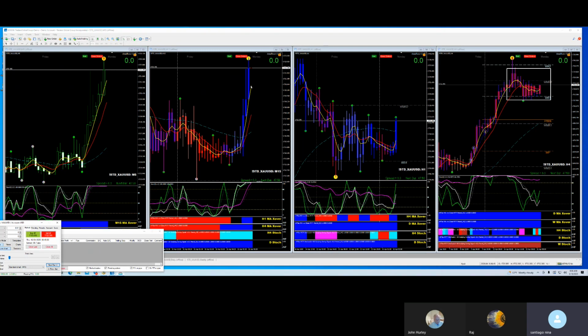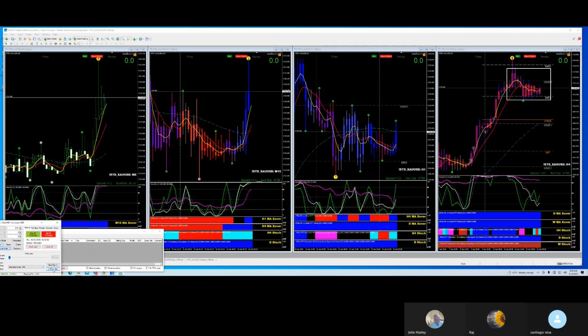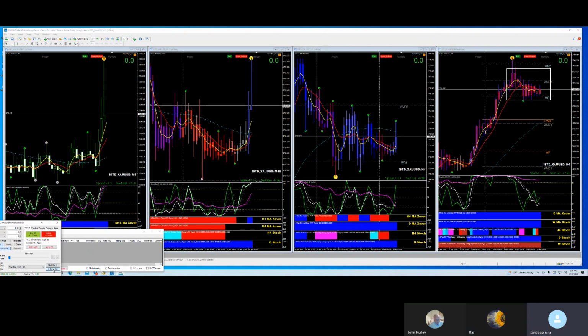So this was actually a trade to the upside. Went too far, too fast. Or is it? When did it change? Right there. Okay, this is where everything changed. And everything is starting to cycle up on the 4 hour. 1 hour cycling up.